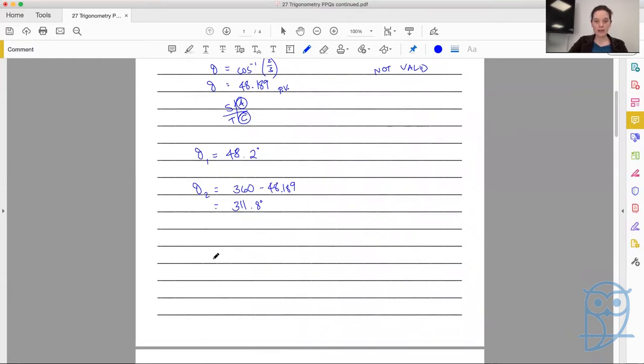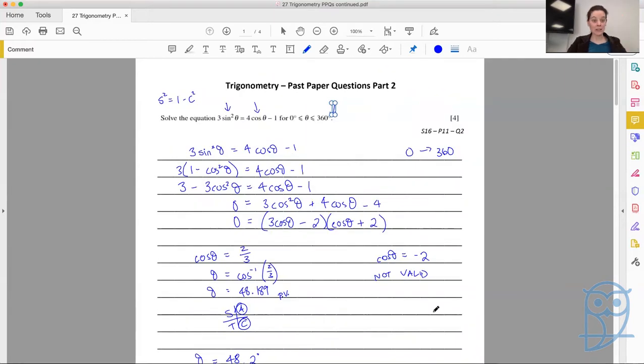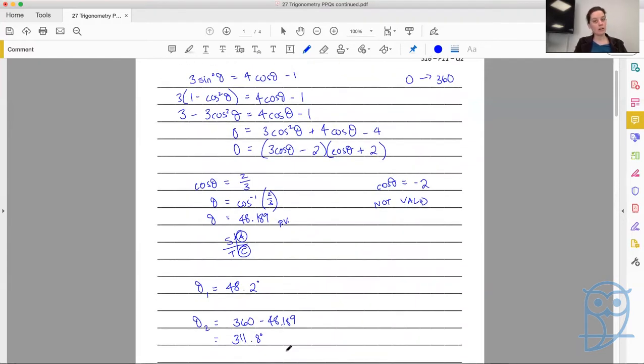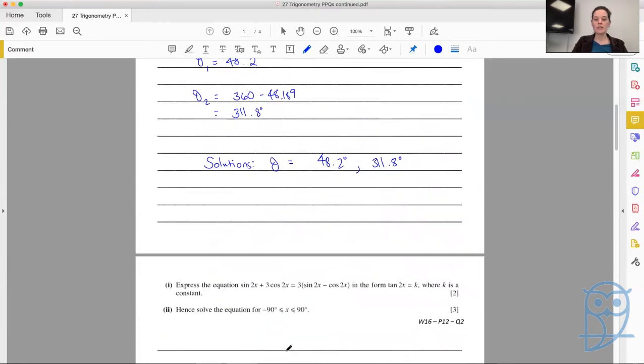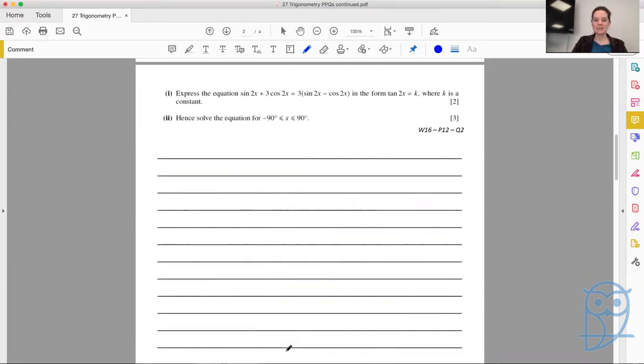So we're ending up now just with a final statement of solutions. Theta equals 48.2 degrees and 311.8 degrees. Clear, straightforward, and obvious. So whenever we're working with quadratic trig, then we remember our manipulations come before we do our PV calculation. Okay, so then we do our PV and then we get our answers. Straightforward. The next question is slightly different.